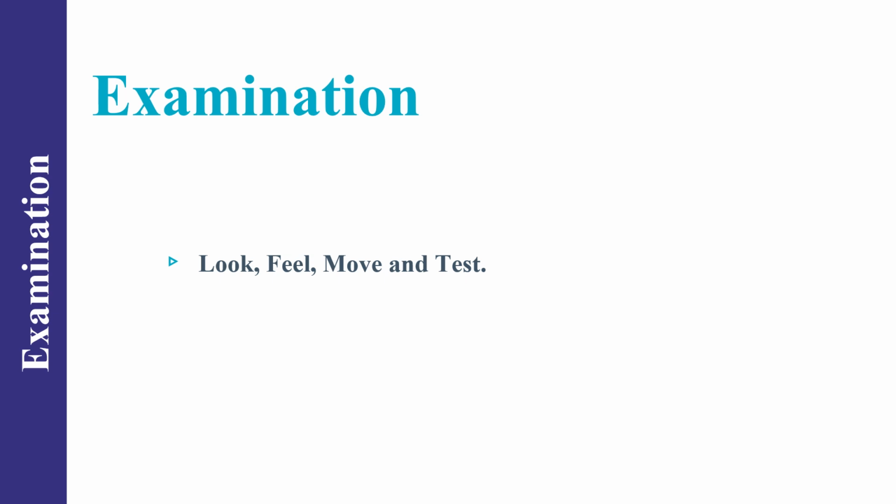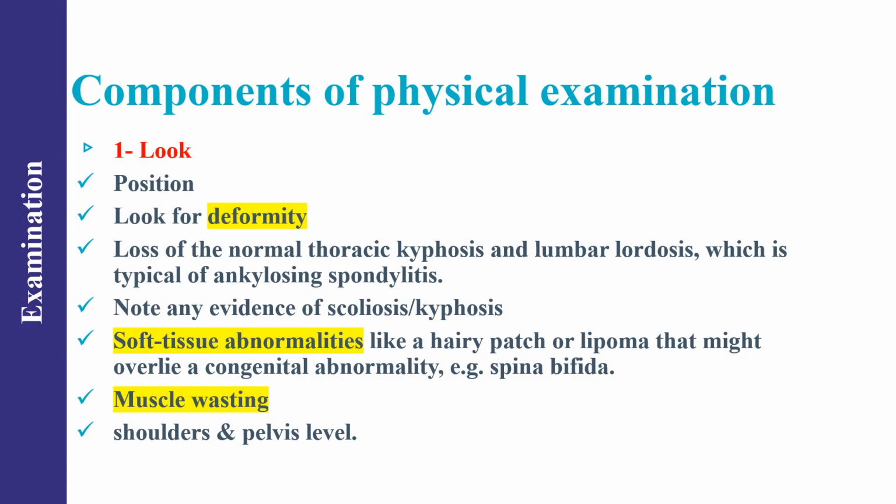So the proper examination includes look, feel, move, and test. So what do you look for? You have to see the patient from the side and from the back. Look for any deformity. The normal thoracic kyphosis and lumbar lordosis will be obliterated in ankylosing spondylitis. See whether there is any evidence of kyphosis when you see from the side, and scoliosis, whether it is C-shaped or S-shaped, when you look from the back.